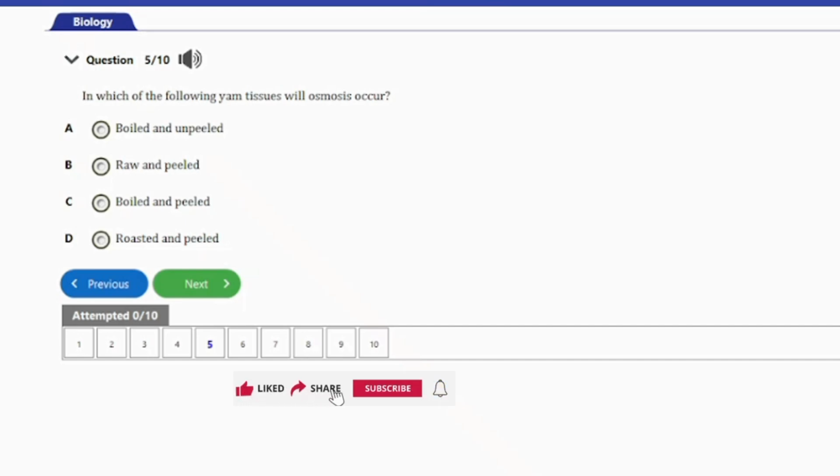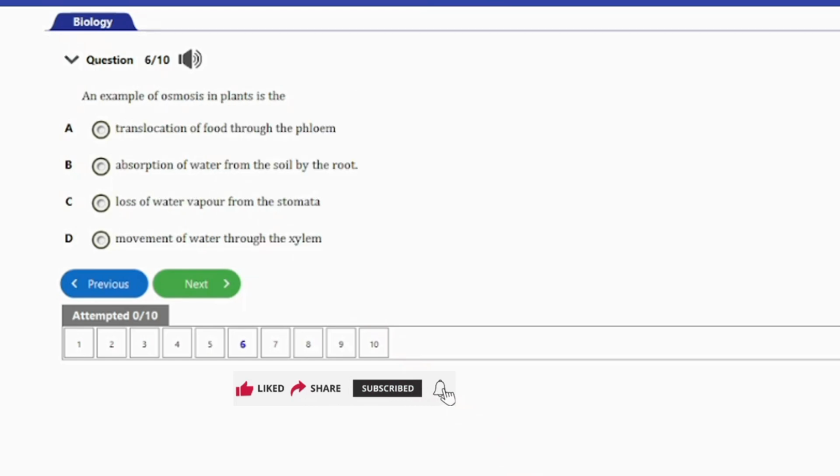Let's go ahead and consider the next question, question number 6. It says, an example of osmosis in plants is the: A. Translocation of food through the phloem, B.